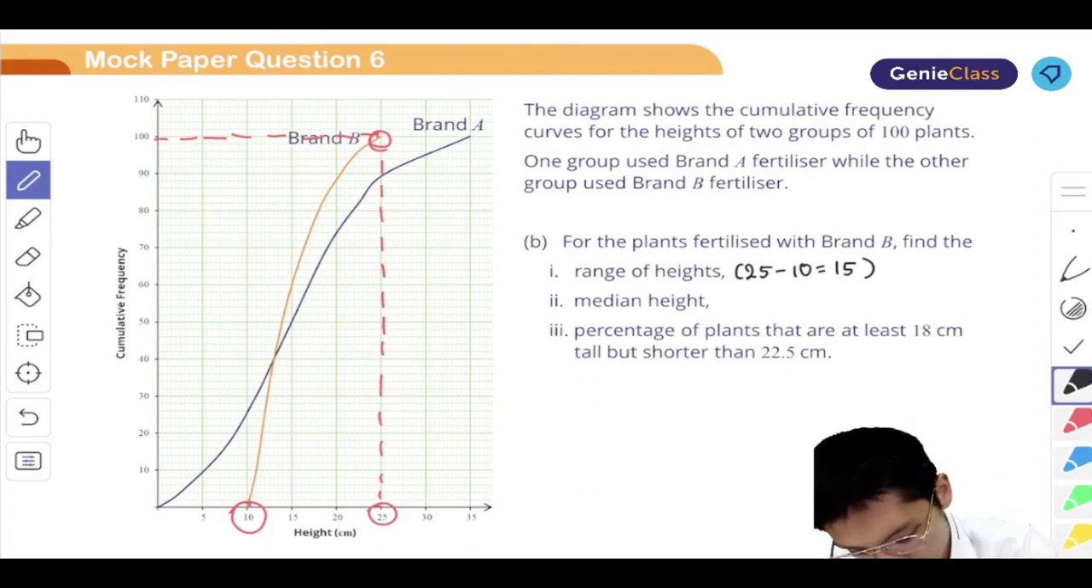Median height, I'm looking at the middle, so I look at 50. And then I trace it down. Again, it's a lot of tracing, guys.